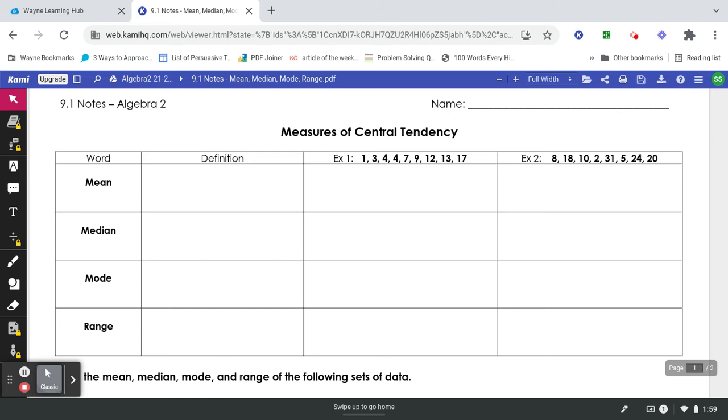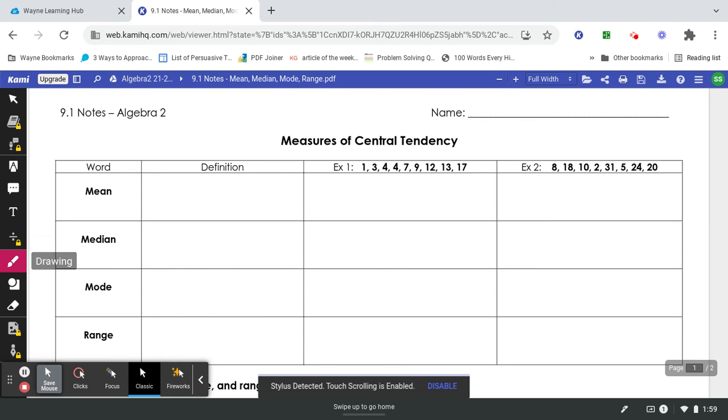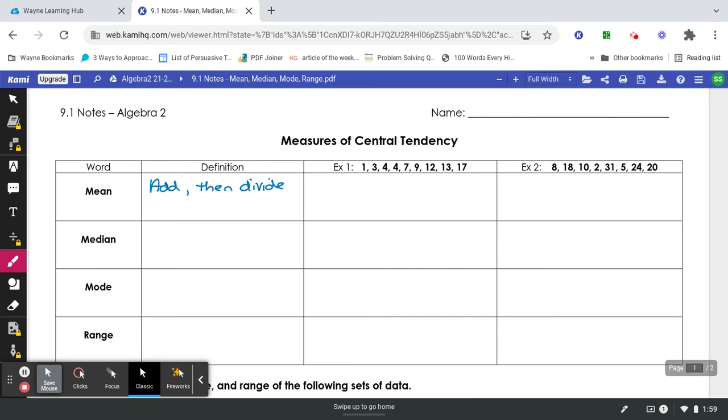In order to find the mean, you are going to need to add up all the numbers and then divide by how many numbers you have. It's also called the average.